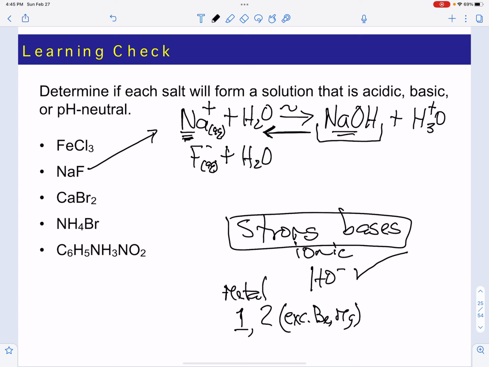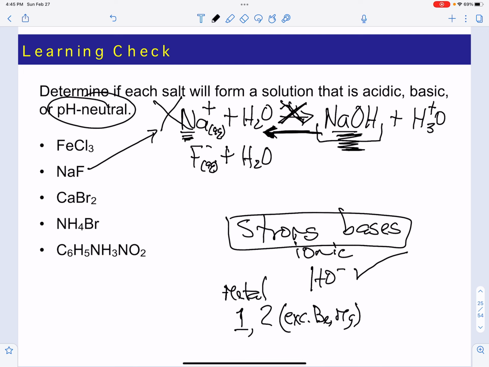So they're going to break apart. They are strong bases, so they're not going to make an equilibrium. So that means the formation of this cannot happen because it's always breaking apart. So this is going to be pH neutral. That's not going to affect the water.